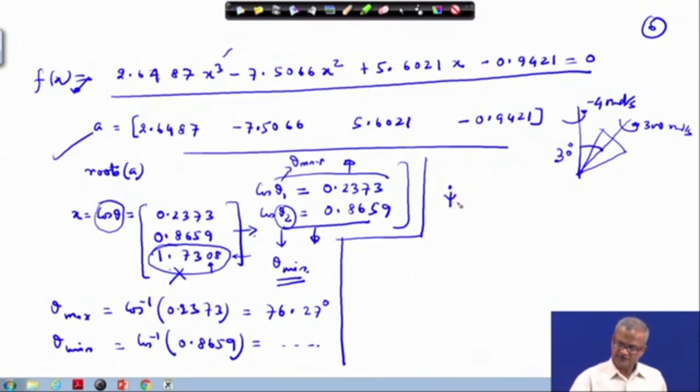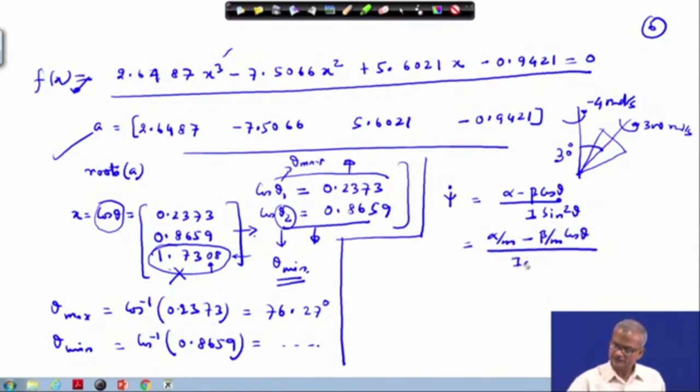So, psi dot, this is the precession rate, this we need to compute. It is I minus beta cos theta divided by I sin square theta. Okay. This is the expression for psi dot, divide throughout by m. So, this will come in the format alpha minus m beta divided by m cos theta. Alpha by m is known to us. So, you see that the mass of the system was not required in our computation.